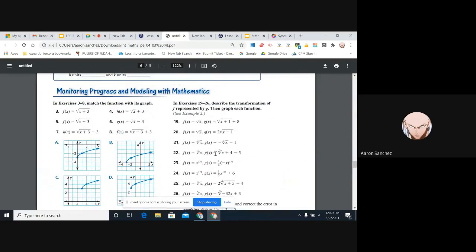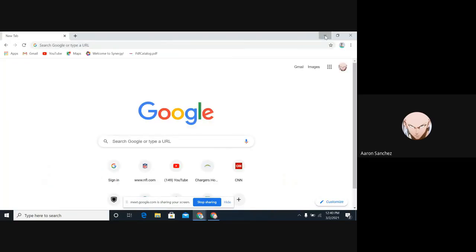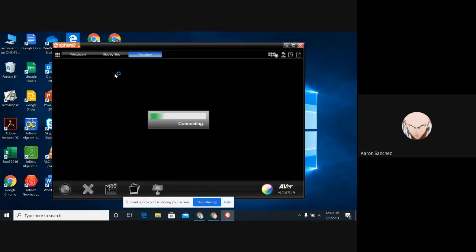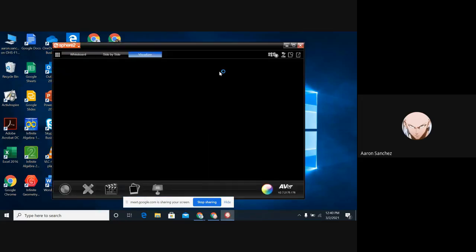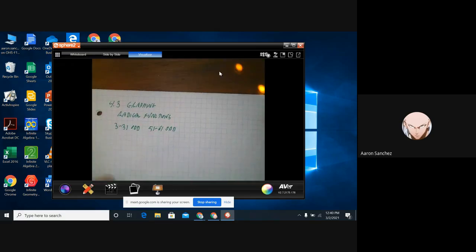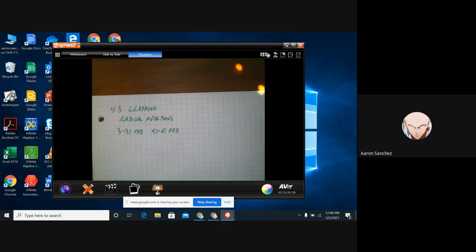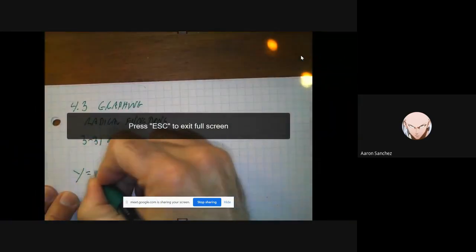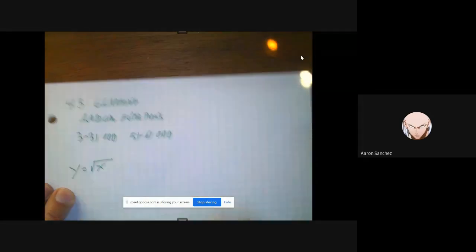First, let's graph the square root of x. Before I do that, let's look at our parent function, square root of x, and let me see if I can get my camera to work here. Is it working? Okay, let's graph our parent function. So everyone do this with me. Let's graph y equals the square root of x. That's the first one we're going to graph.